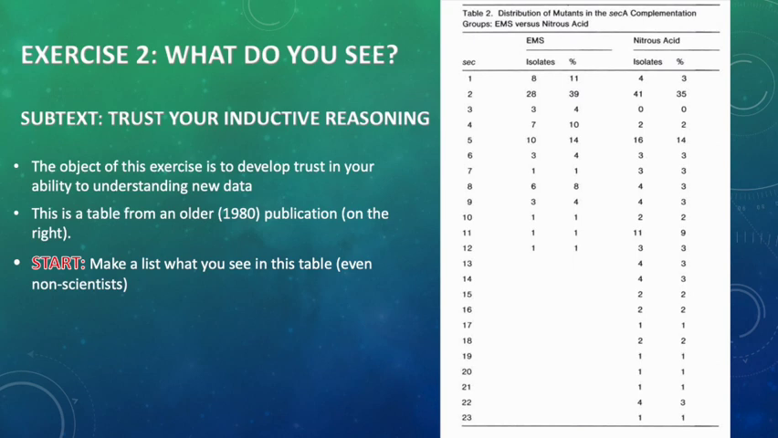And this is a table, and you don't have to be a scientist for this. Anybody should be able to do this exercise with this table. And it's a table from an older paper. What I'd like you to do is just make a list of what you see. So you can stop the video again here and just make your list. Take your time and just write down what it is you see so that you can begin to understand your path to understanding and incorporating new information.